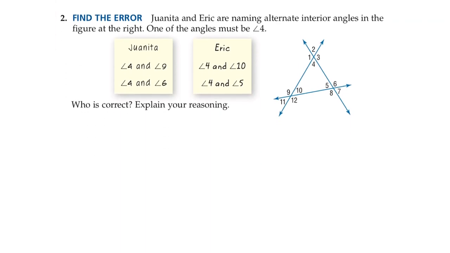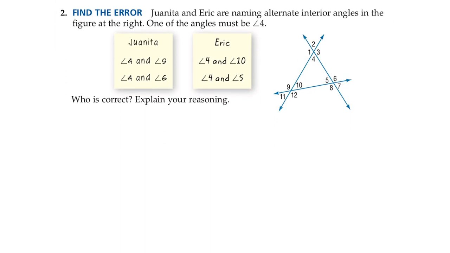Okay, so find the error. Juanita and Eric are naming alternate interior angles in the figure at right. One of the angles must be angle 4. Interesting. Okay, so let's say angle 4 here. Let's say these are our two lines, okay? And this is the transversal that cuts across them. Well, the alternate interior angle here is angle 9. Okay, so 4 and 9. Check. Okay? Eric said 4 and 10.